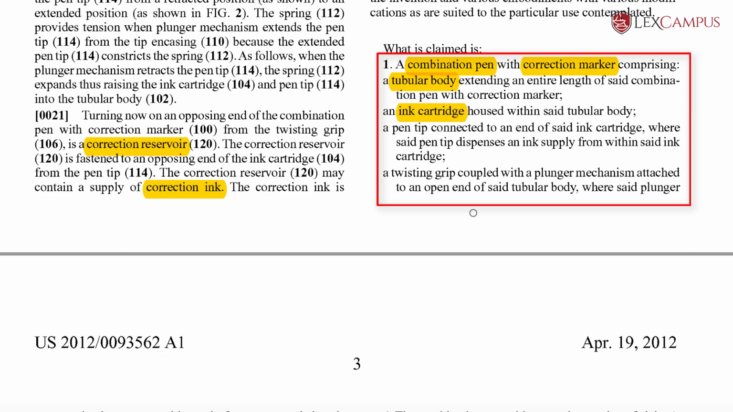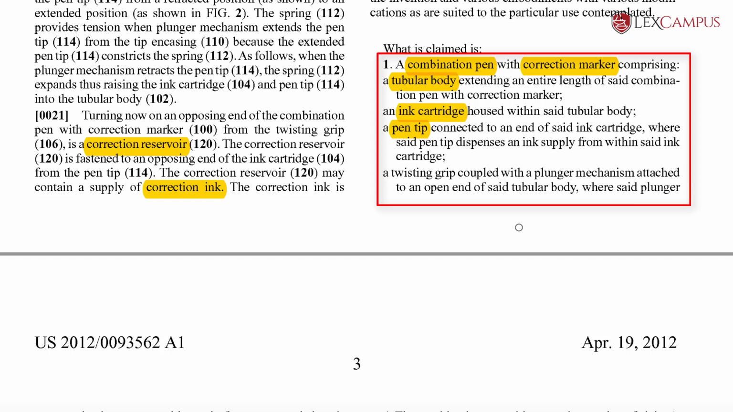So try to understand the way in which an engineer may describe this in a structurally coherent manner: recite each part in a manner in which it is connected to the earlier part which was disclosed to you. First they say there is a tubular body, then they say there is an ink cartridge. Where is the ink cartridge? Oh, the ink cartridge is inside the tubular body. Then there is a pen tip connected to an end of the said ink cartridge.